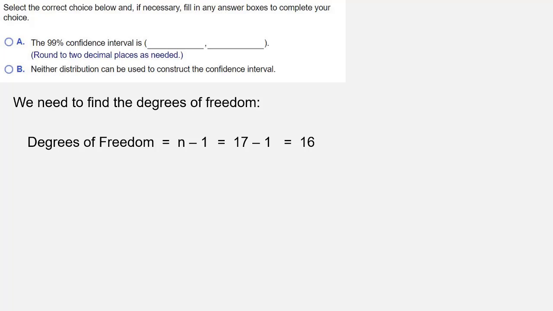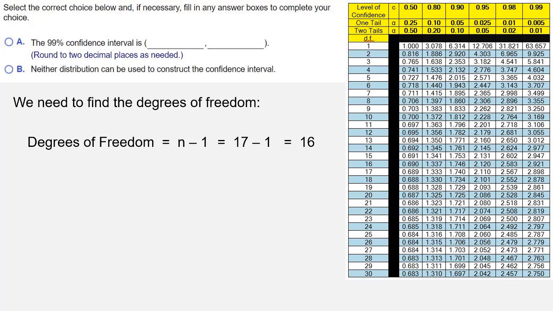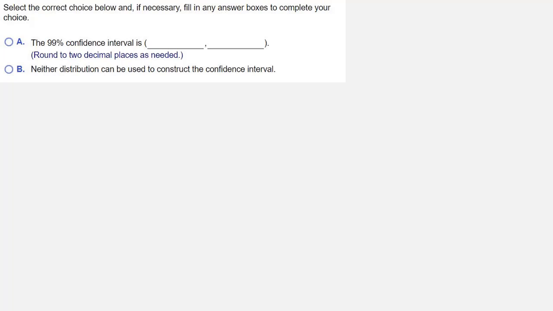And when we use the degrees of freedom, we take our degrees of freedom along with our level of confidence, and we turn to the t-distribution. We try to find where the row for the degrees of freedom intersects with the column for the level of confidence. So where does the row for 16 intersect the column for 0.99? And that's going to be at a value of 2.921. That's your t_c value.